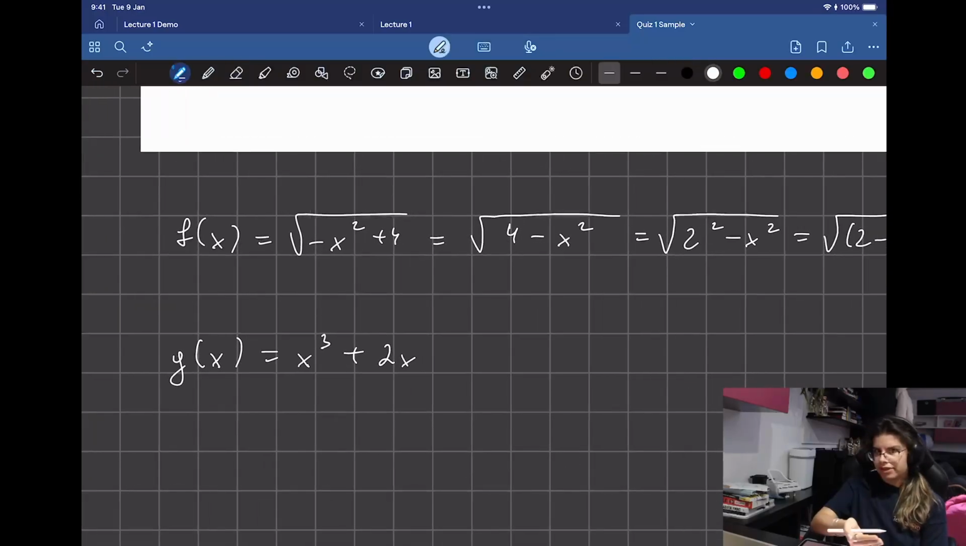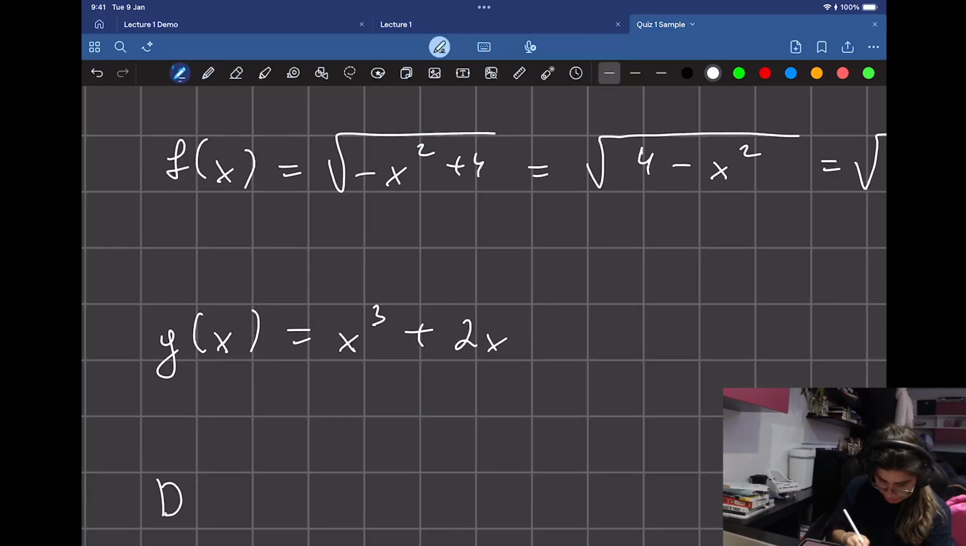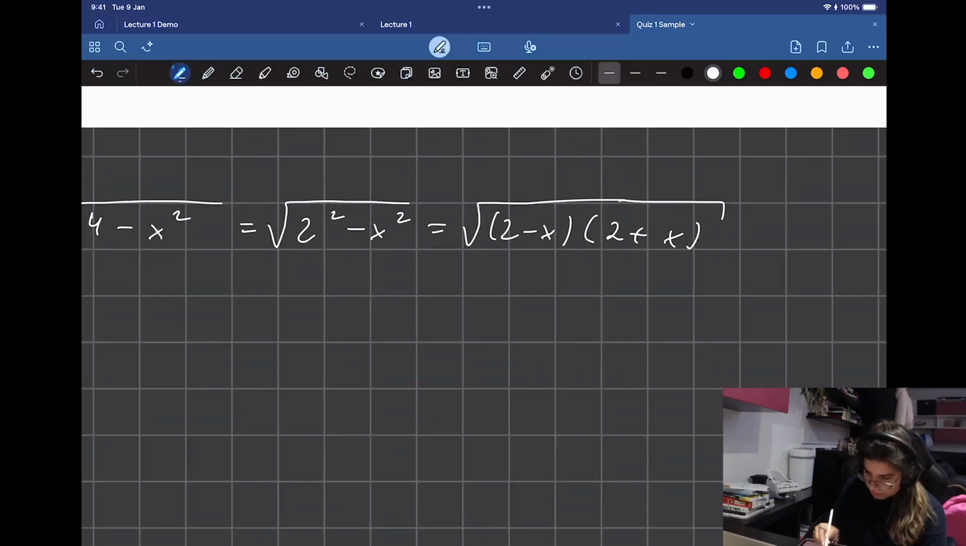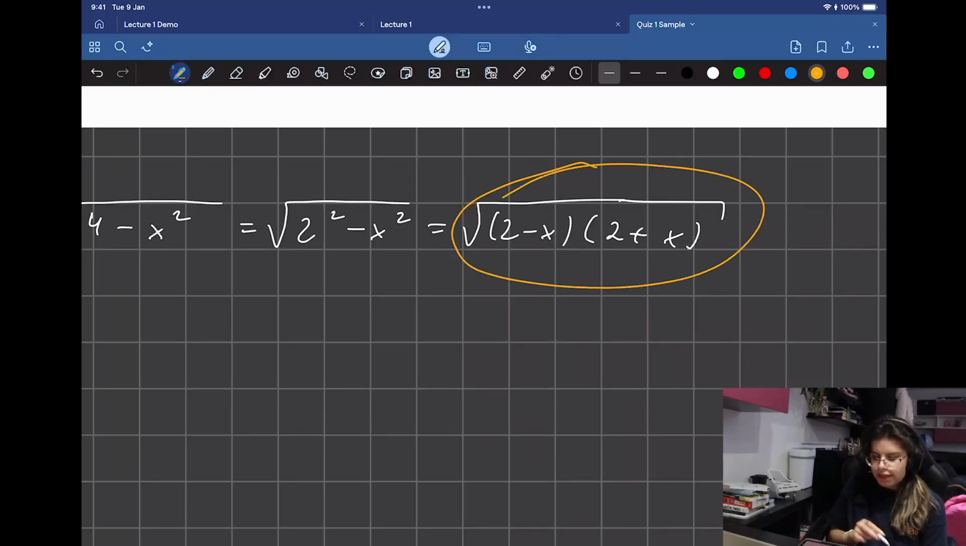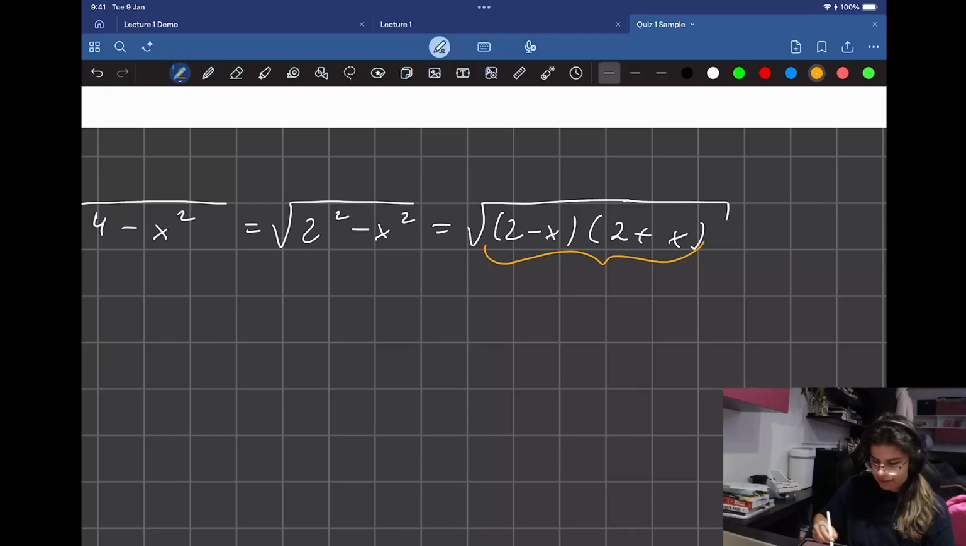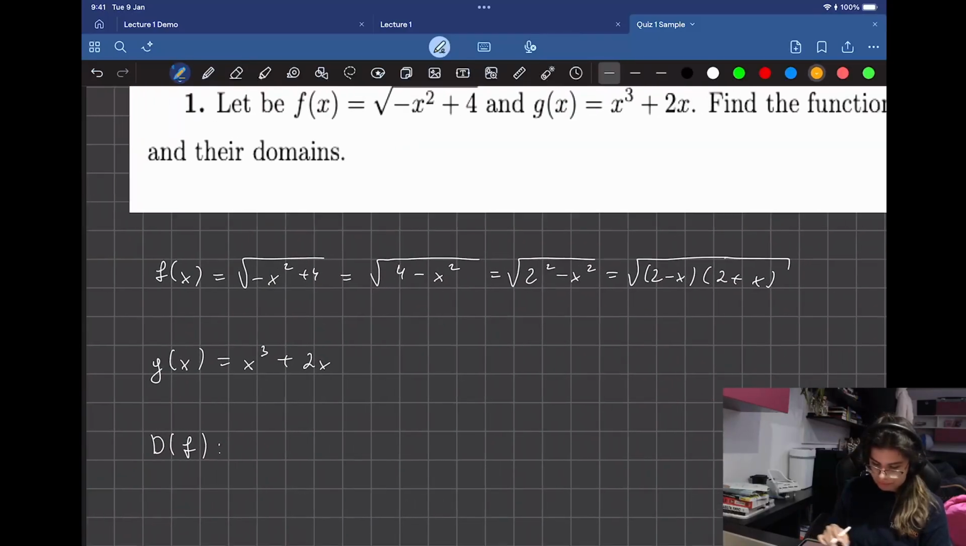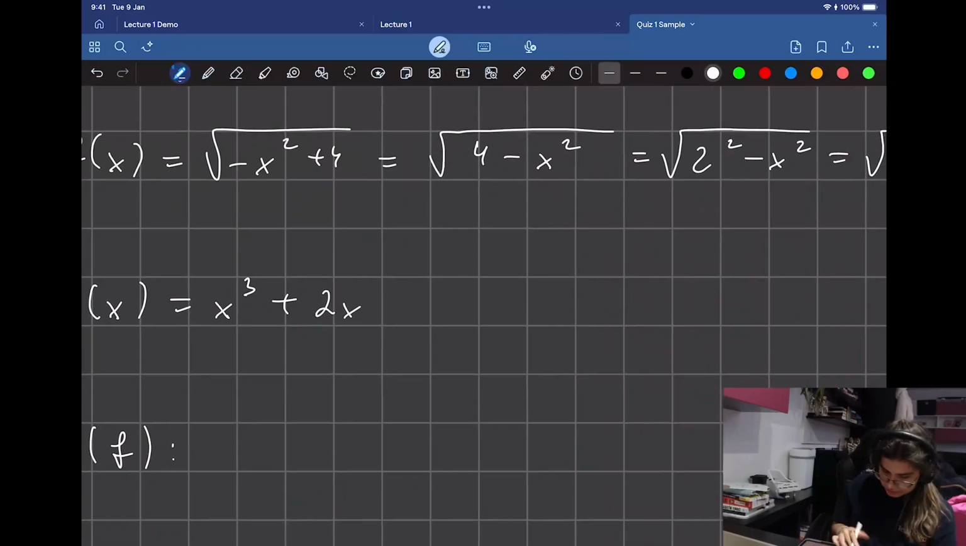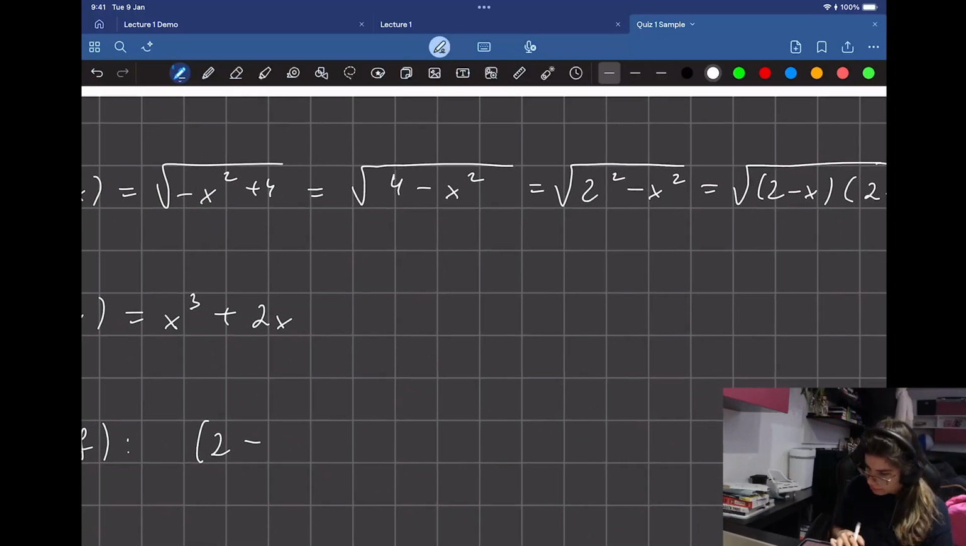And now we need to figure out the domains. So if we try to figure out the domain of f, what is it going to be? So this is our final expression for f. Now, here we have a radical, or a square root. And whenever we have a square root, or any root with an even degree, right, 4th, 6th, 8th, 10th root, etc., the expression inside the root needs to be greater than or equal to 0. Otherwise, it's not defined, at least not in the real numbers. So I'm just going to copy the expression inside. 2 minus x times 2 plus x needs to be greater than or equal to 0.